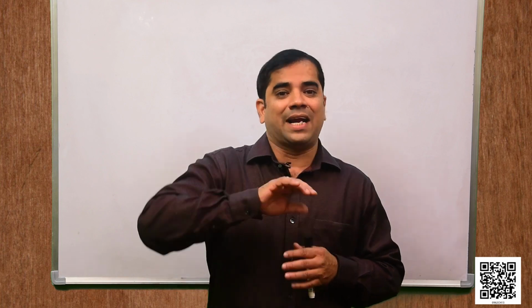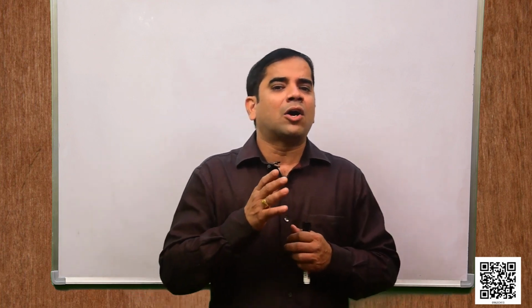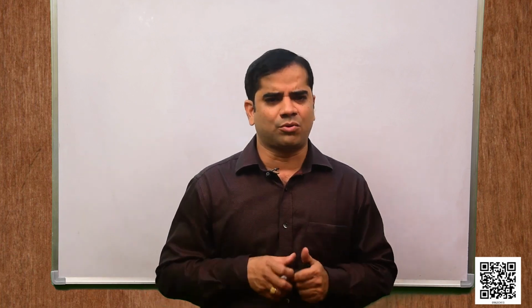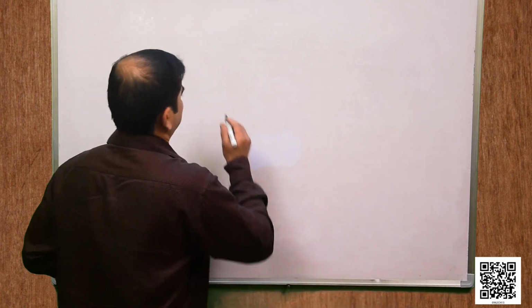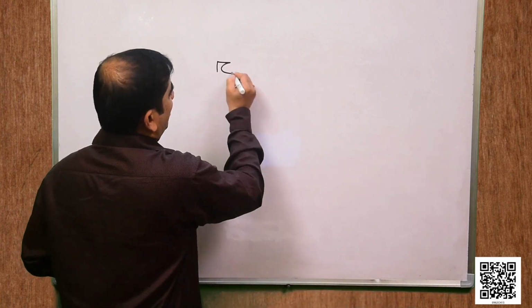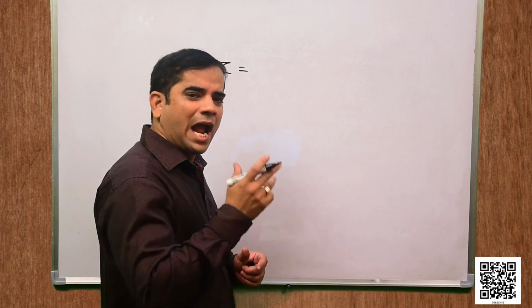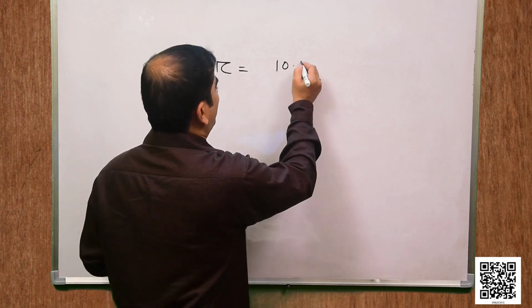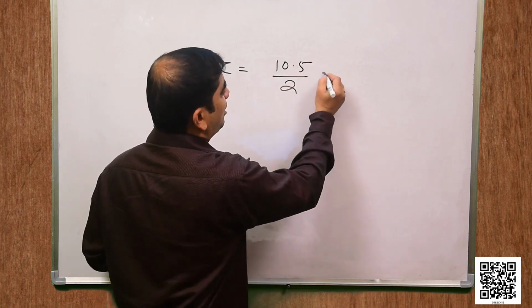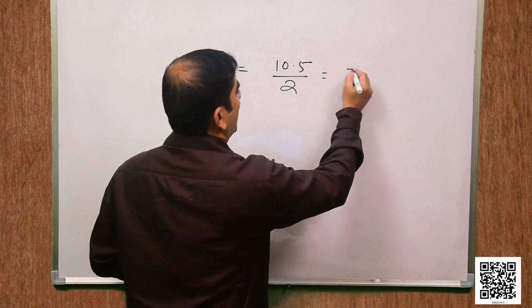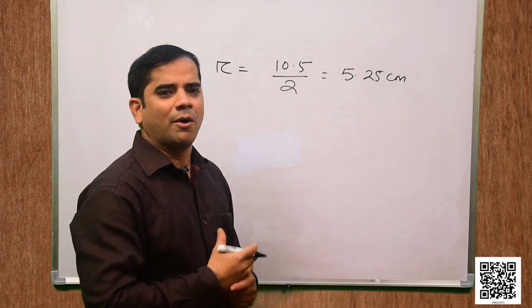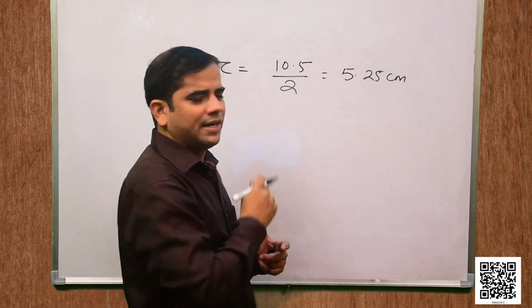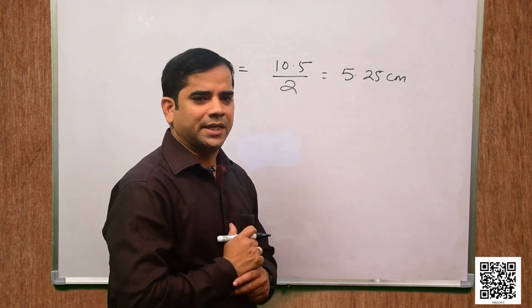Okay, from inside, and the cost is given for 100 centimeter square. Let us solve the question. So, what is the given data? We need to find out the radius. The diameter is given as 10.5, so 10.5 by 2 is your radius, and it is 5.25 centimeter. So, from the diameter we have found the radius as 5.25 centimeter.